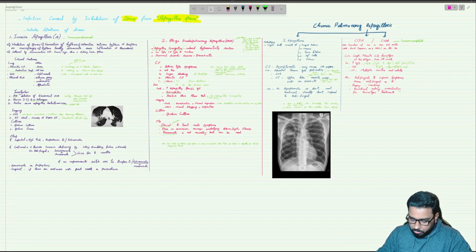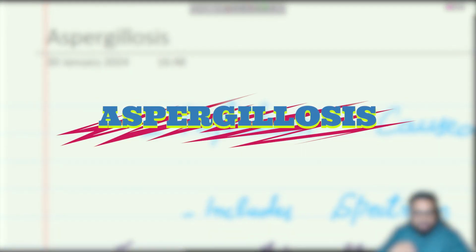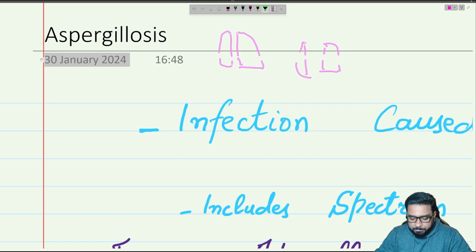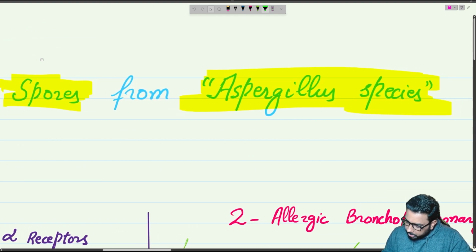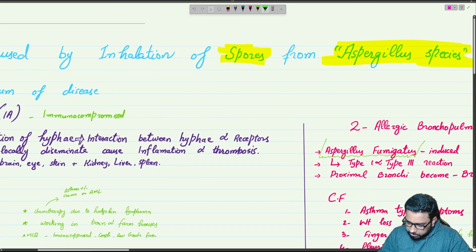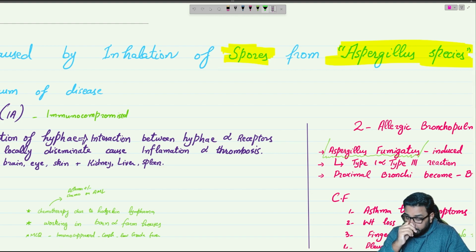So today we are going to talk about aspergillosis. Now, the idea of aspergillosis is there is a fungal species called Aspergillus, and the spore of Aspergillus species, when someone inhales those spores, it can cause aspergillosis.